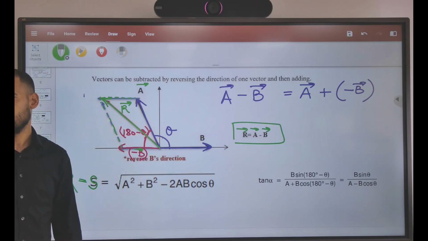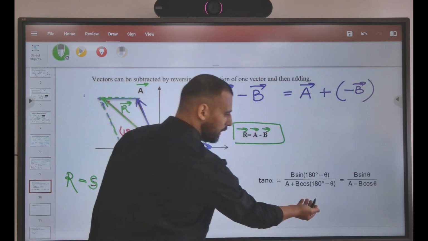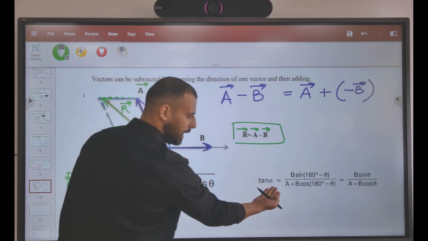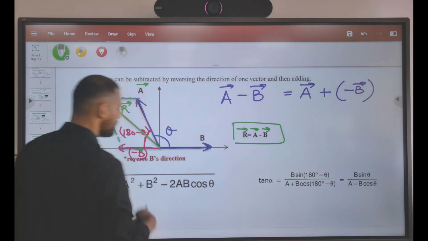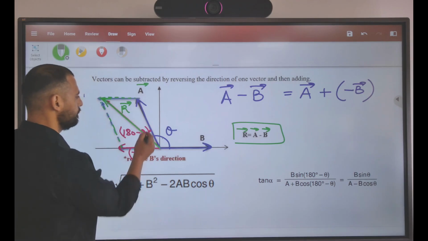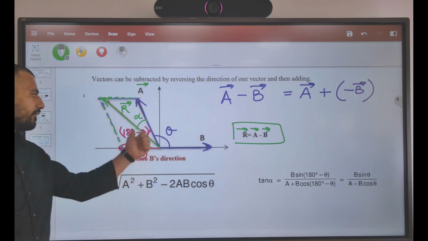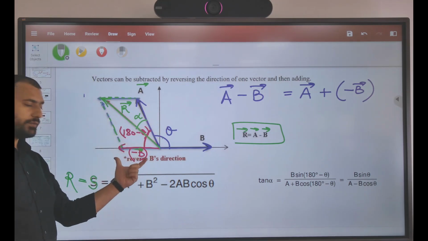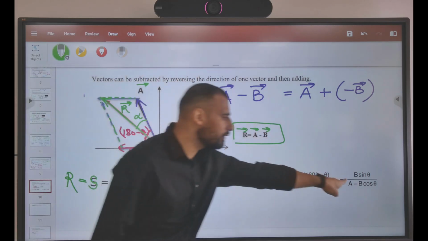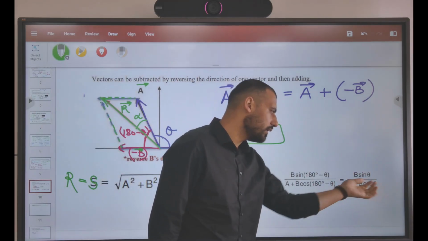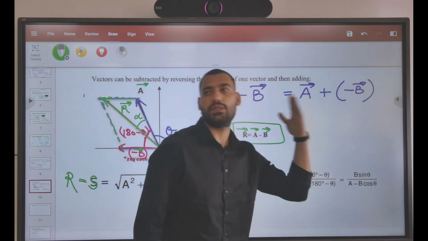Is that clear? Is that fine? And for the direction, again use the same thing. So alpha is the angle with a. This is alpha. Alpha is the angle with a. So we are left with b, so we'll be starting with b only. So it is b sine theta divided by a minus b cos theta.